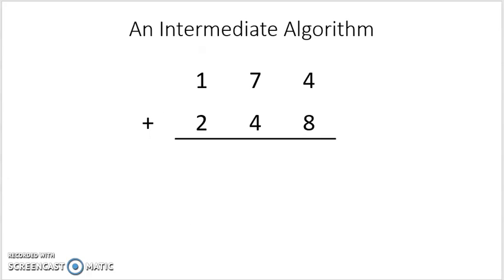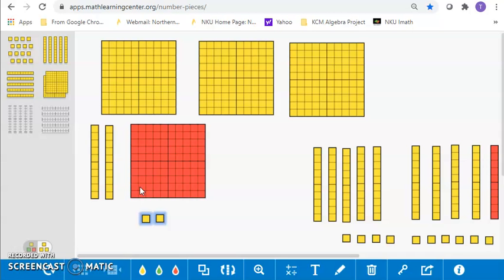Now, from a concrete model, it's often helpful to go through an intermediate algorithm. Now, there are a couple intermediate algorithms. They vary in terms of what they represent, but all in all, what they're trying to represent is the actions that you did with these concrete objects.